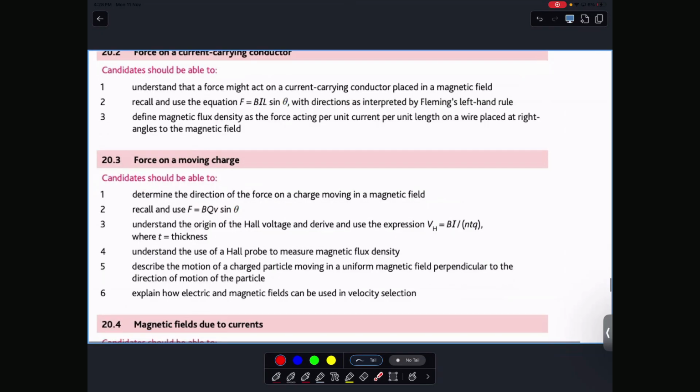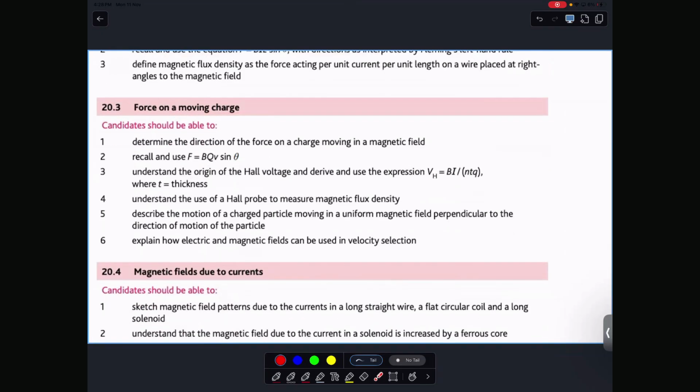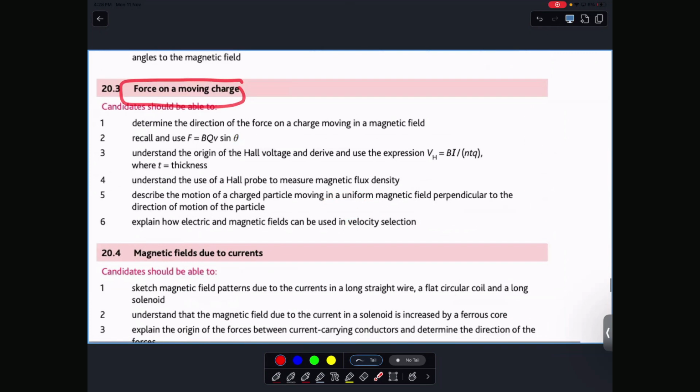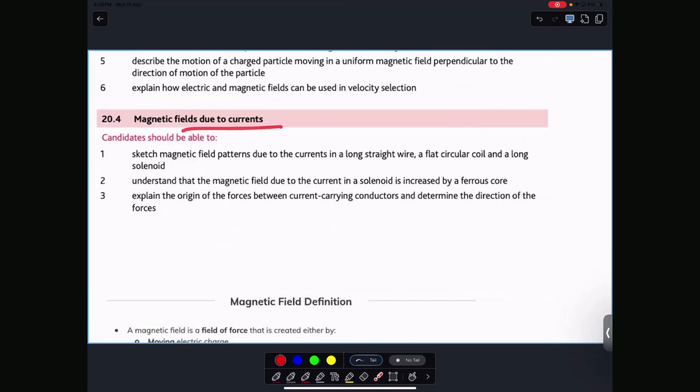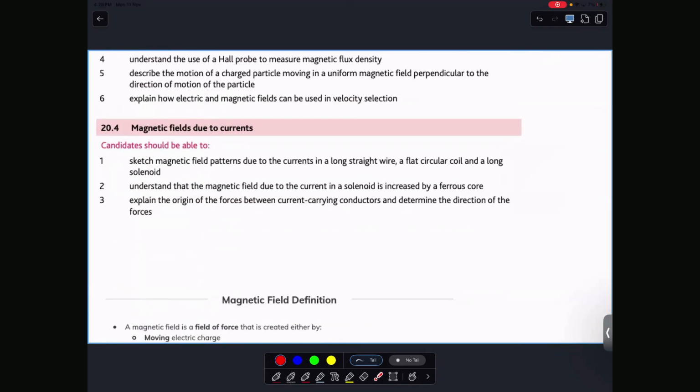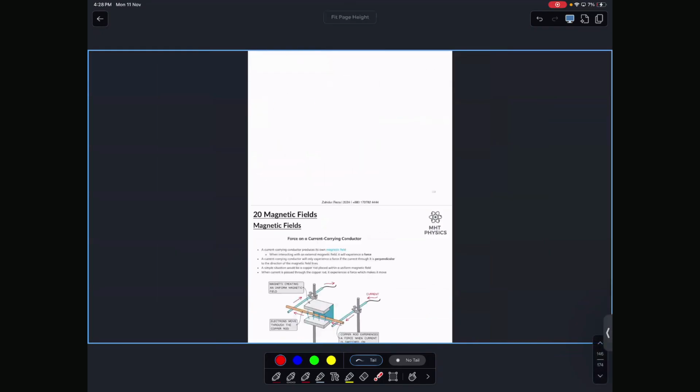Then this one, the force on a moving charge, is a little new, and the topic is a little bothering because there are some strange topics here, like the Hall probe and the Hall voltage and everything. This is like, I would say, new. This again is something you have done before. Magnetic field due to current is the right-hand grip rule, right? Those will be here. After this there's another smaller topic here.